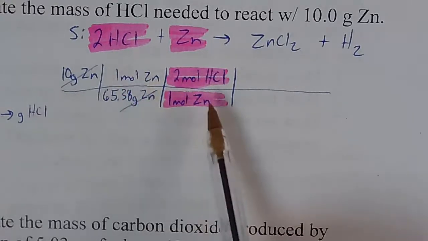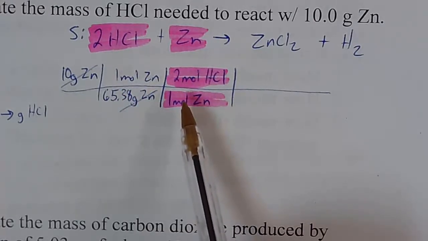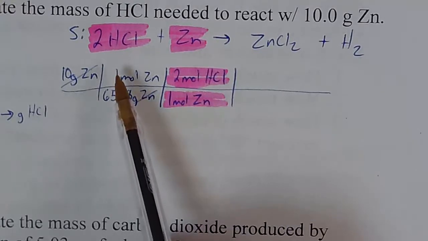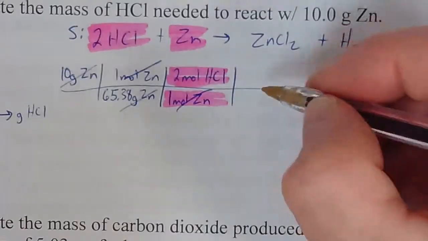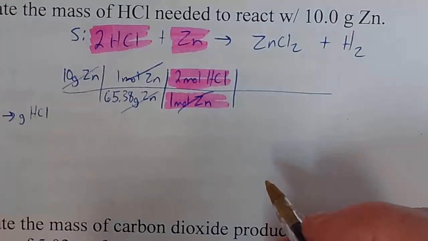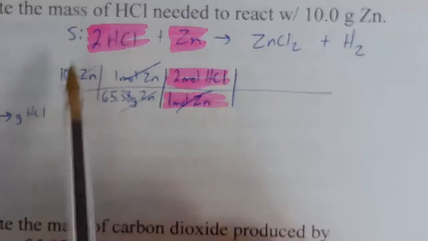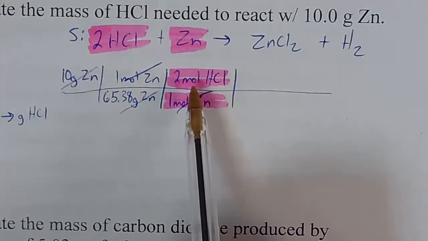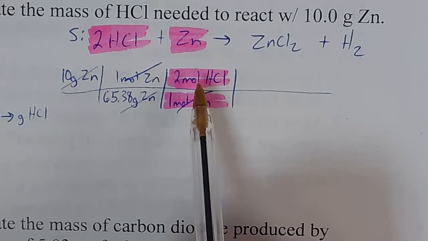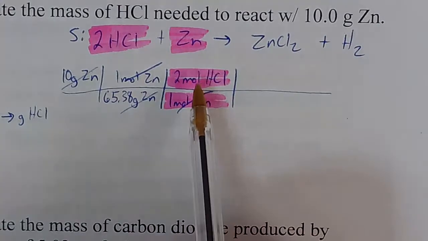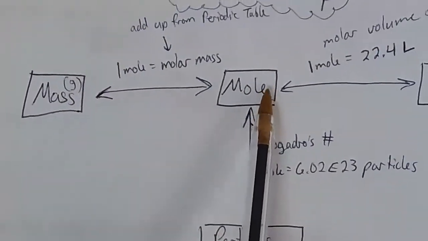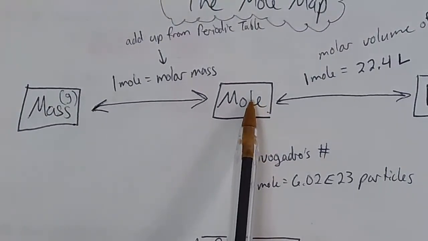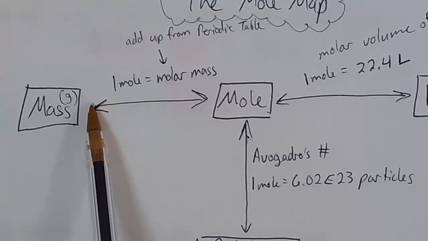Now, do the moles of zinc, does that unit cancel out? Moles of zinc, moles of zinc. Yeah, sure. So let's cancel that out. And then we got one more step to get to what they asked. They asked us for mass. We're currently at moles of hydrochloric acid. So again, if we're at moles and we need to get to mass, then what conversion do we use?